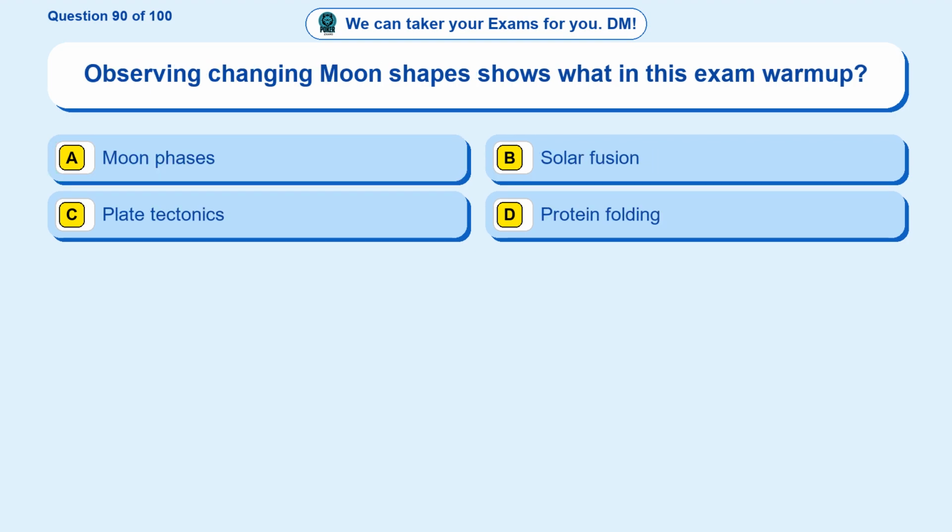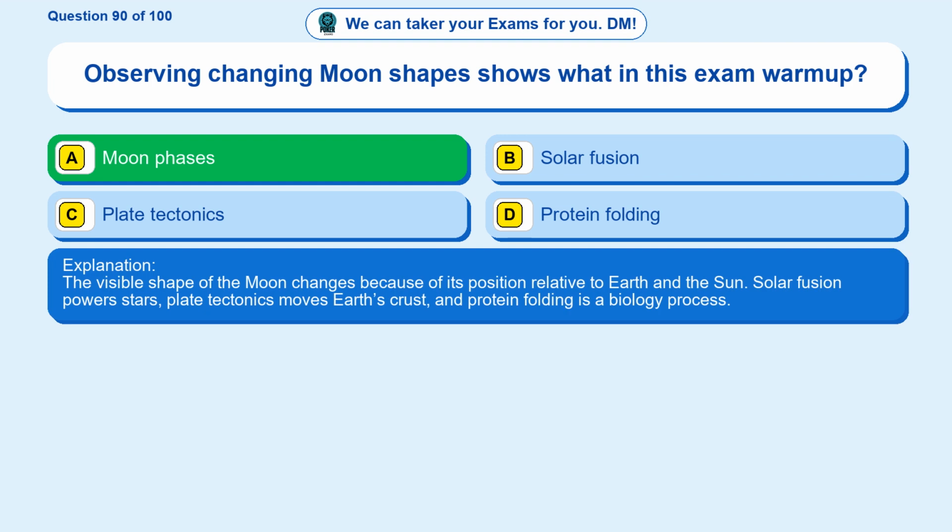Question 90. Observing changing moon shapes shows what in this exam warm-up? Option A, moon phases. Option B, solar fusion. Option C, plate tectonics. Option D, protein folding. The correct answer is option A. Moon phases. The visible shape of the moon changes because of its position relative to Earth and the Sun. Solar fusion powers stars, plate tectonics moves Earth's crust, and protein folding is a biology process.